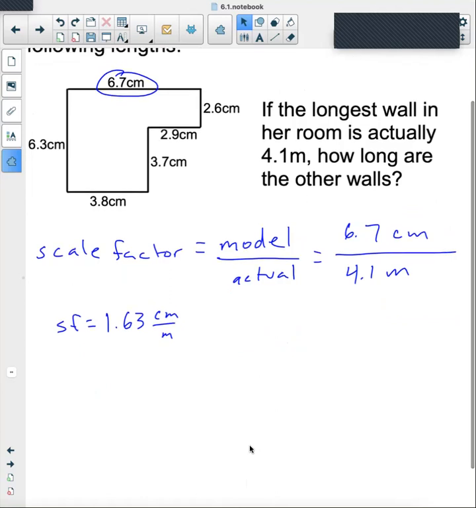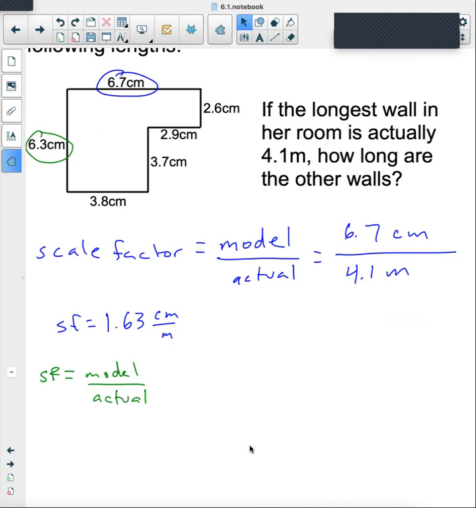Now we need to calculate the length of all of the other walls. So let's start with this 6.3 centimeter side. We know the model length. We're trying to calculate the actual. So now we are going to review our algebra skills. The scale factor equals model over actual.